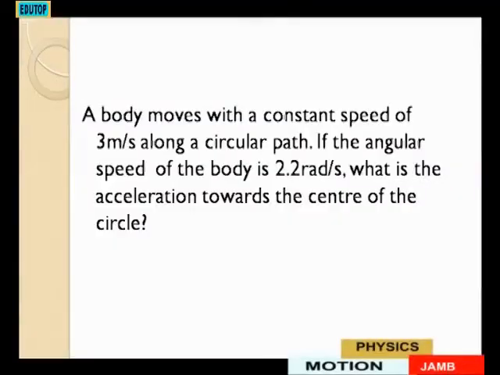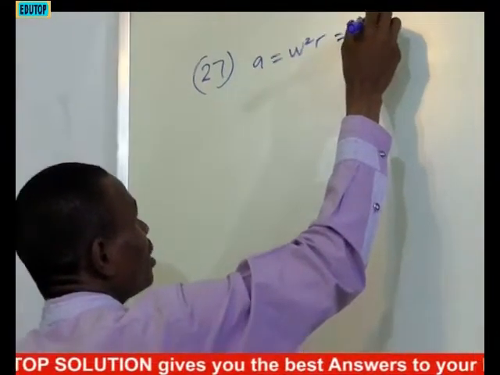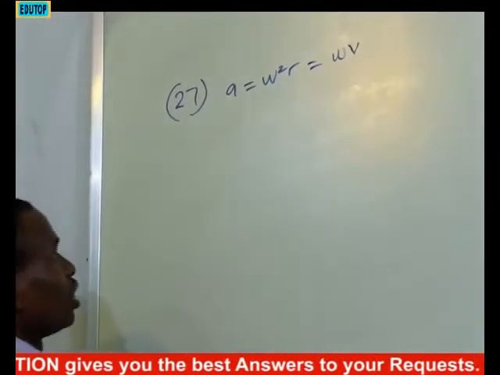Question number 27. A body moves with a constant speed of 3 meters per second along a circular path. If the angular speed of the body is 2.2 rad per second, what is the acceleration towards the center of the circle? The acceleration is equal to omega squared r, which is also equal to omega times the linear velocity.